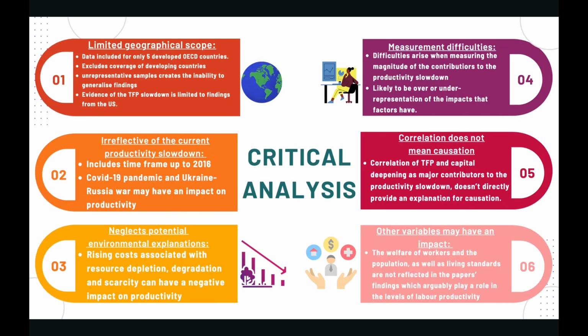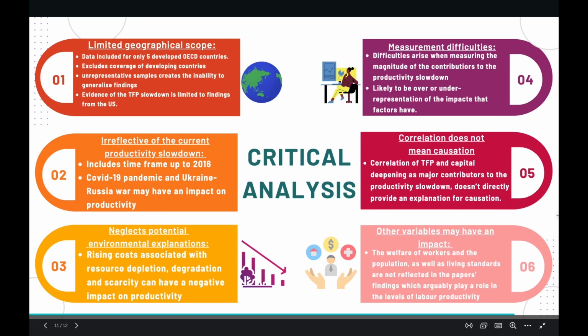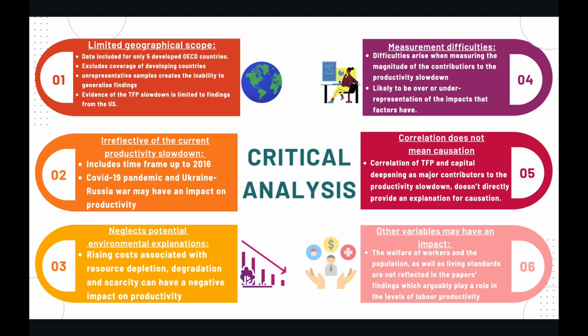Whilst the paper provides extensive insight into the productivity slowdown, it also presents some limitations in addressing the problem holistically. Firstly, the limited geographical scope of the paper, covering five advanced OECD countries, excludes developing economies. Also, evidence of the TFP slowdown is limited to findings from the US, so findings cannot be generalized to countries that vary in economic structure. Therefore, the paper fails to understand the productivity slowdown due to an unrepresentative sample of countries.